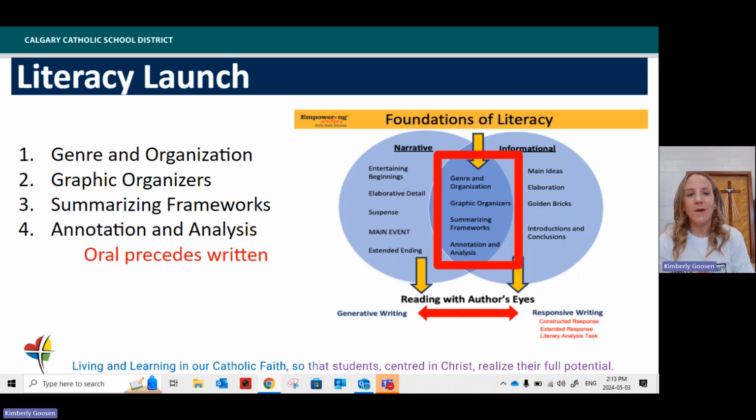And I really heavily want to stress the idea that this is really about being oral before we even do any written. This is so important that our students are able to orally speak to these different skills before they even start to do the writing. And so the literacy launch is such a great way to start, again, that literacy program, the writing program. And so I highly, highly recommend that you show your teachers that they have access to this still.